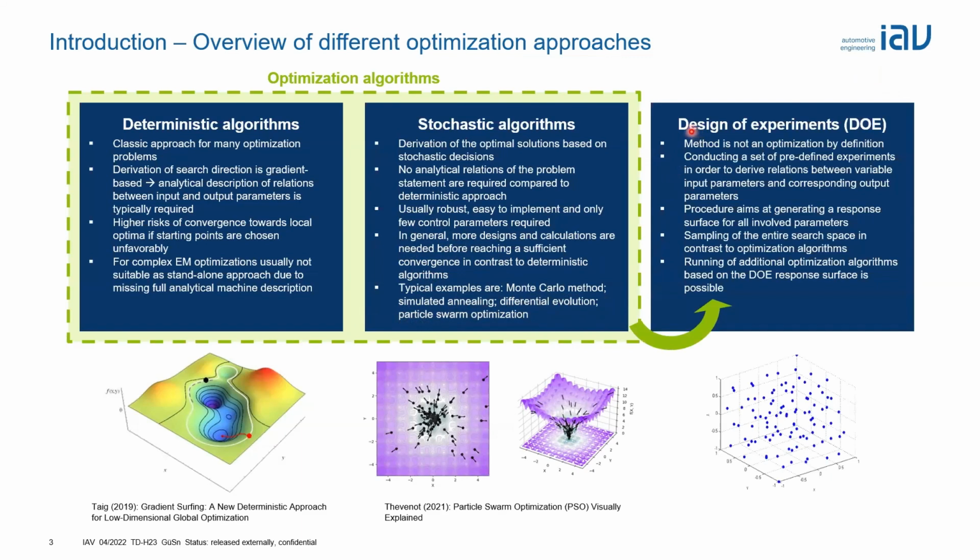Our approach, the design of experiments, or in short DOE, is not an optimization by definition. It's rather about conducting a set of predefined experiments in order to derive the relations between input and output parameters. The procedure aims at generating a response surface for all involved parameters and samples the entire search space, in contrast to optimization algorithms.